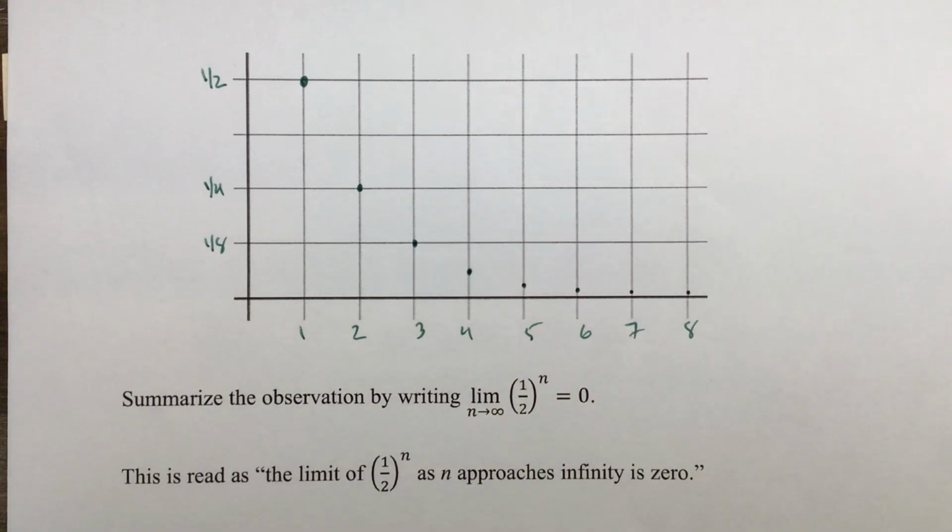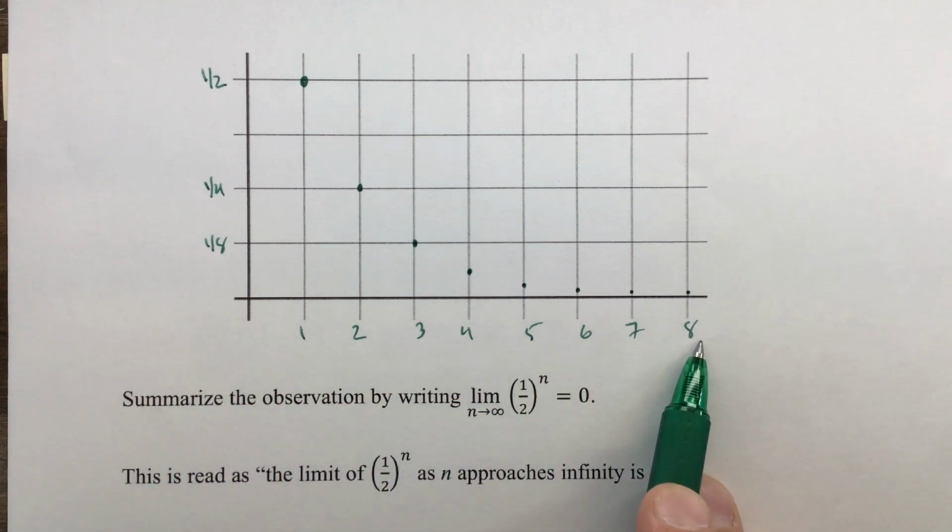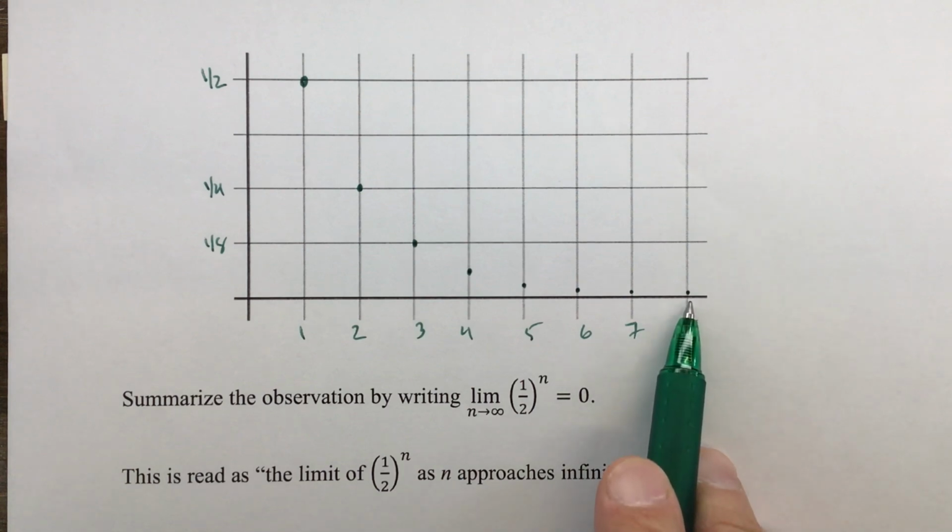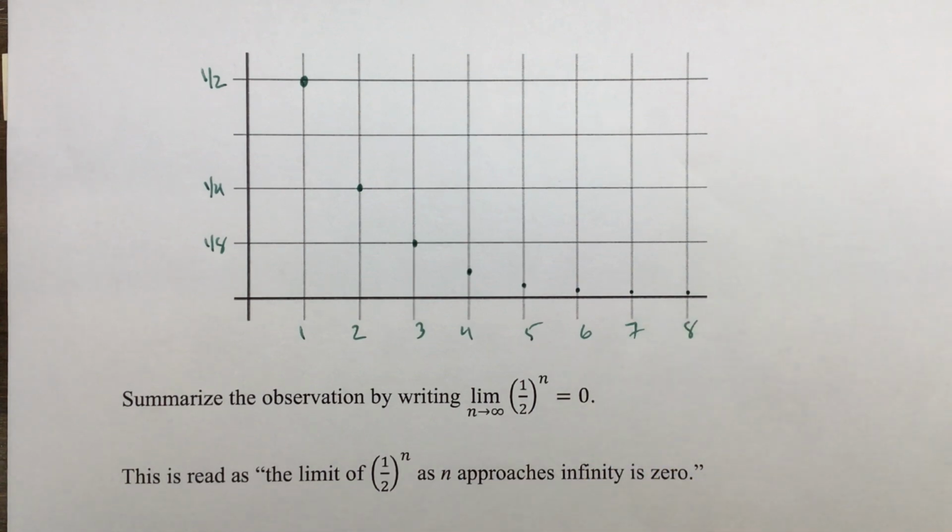But the idea here is that you're always keeping half of it. So as you move along the sequence, you're getting back less every time, and you're getting closer and closer to 0. At some point, it really just looks like it is 0. So here's how we summarize our observations.